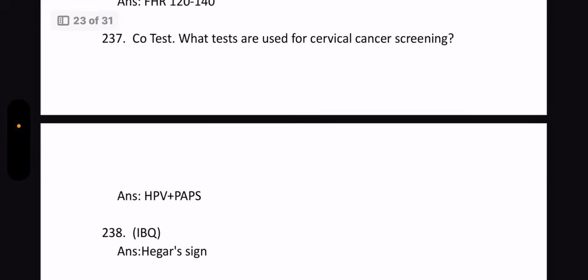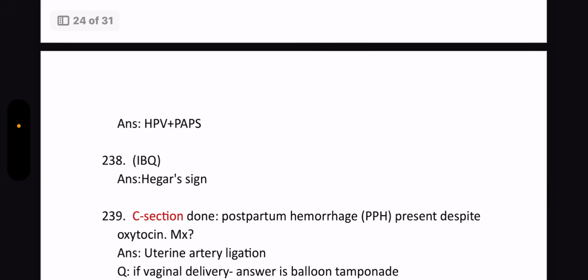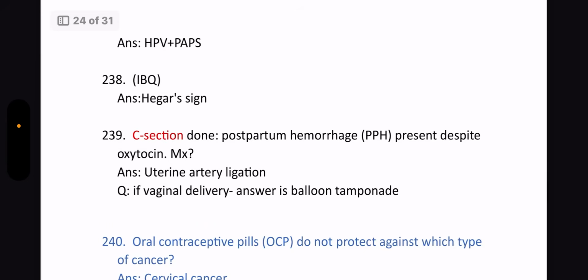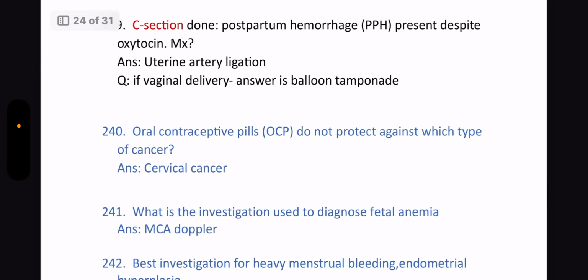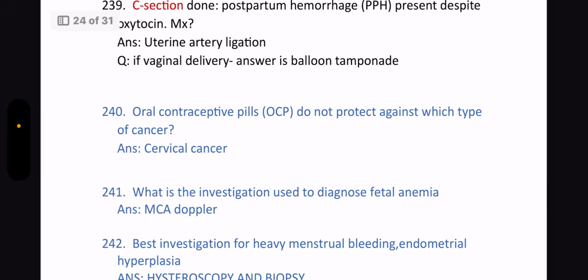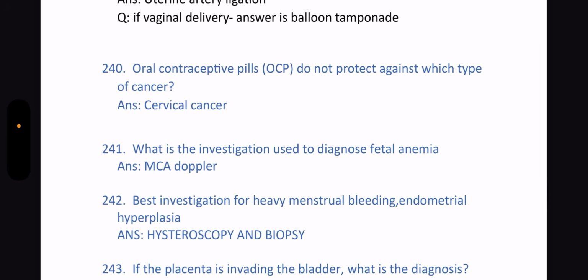Next, core test. What tests are used for cervical cancer screening? Answer: HPV plus pap smear. Next, image-based question, Hegar sign. C-section is done. Postpartum hemorrhage persists despite oxytocin. Management is uterine artery ligation. If it's a vaginal delivery, then the answer is balloon tamponade.